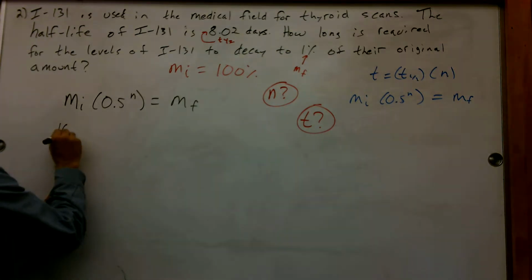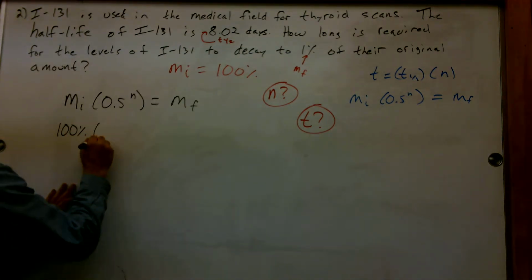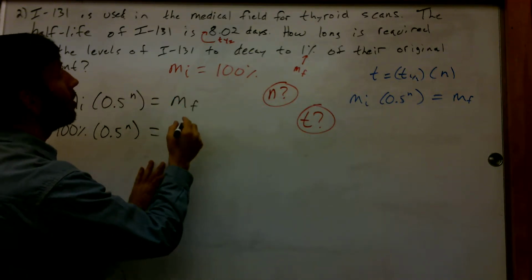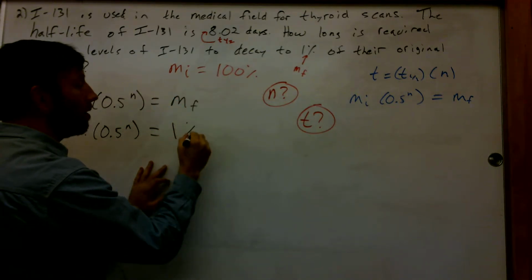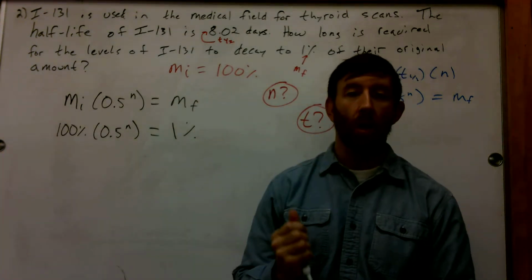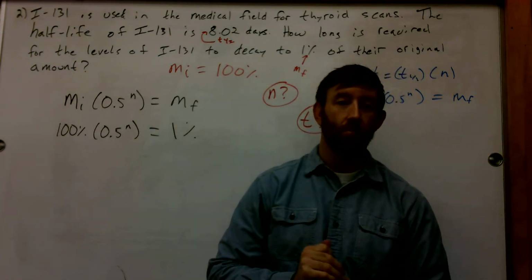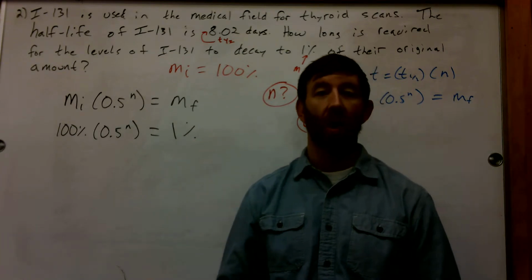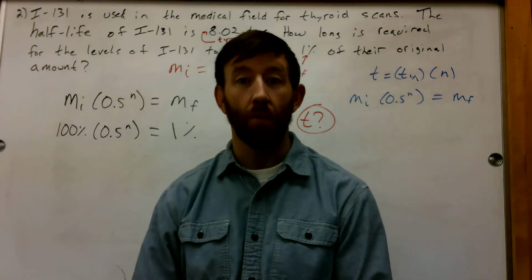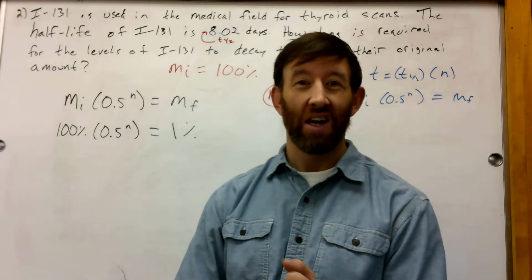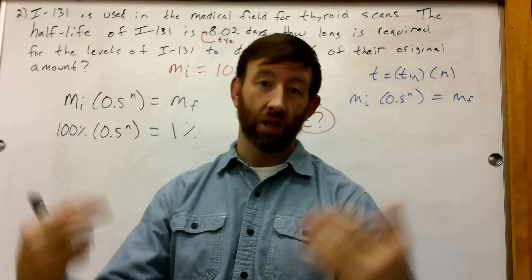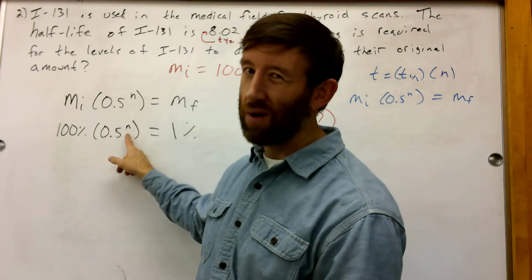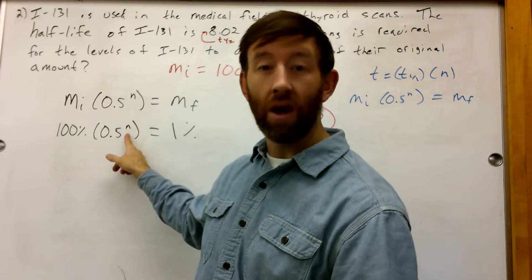What is my MI? 100% times 0.5 to the N equals my final amount, which is 1%. Essentially, I want to figure out how many times I have to cut my original 100% in half to get down to 1%. With this type of problem, though, it's not going to come out to a whole number. If you cut 100 in half over and over, it doesn't come down to a nice even 1. So our N value will come out to some number with a decimal.